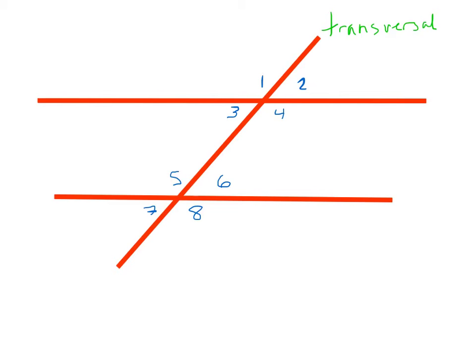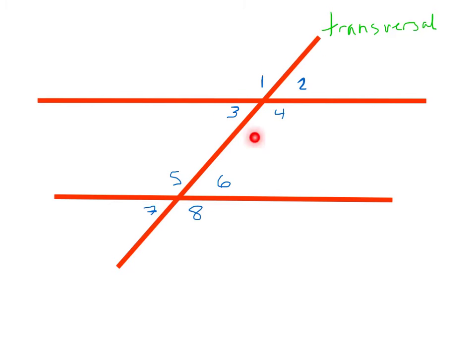So it goes through both of those parallel lines and divides them up into making some angles. And there's different names that we want to learn about. We've learned about adjacent angles and opposite, or vertical, angles. 1 and 2 are adjacent, and 1 and 4 are vertical angles. So we see lots of adjacent angles here, and lots of vertical angles: 1 and 4, 2 and 3, 5 and 8, 6 and 7.